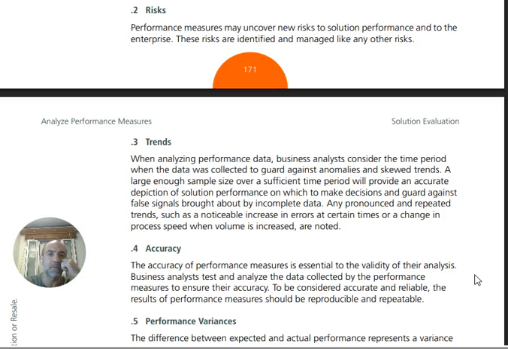Trends. When analyzing performance data, business analysts consider the time period when the data was collected to guard against anomalies and skewed trends. A large enough sample size over a sufficient time period will provide an accurate depiction of solution performance on which to make decisions and guard against false signals brought about by incomplete data. So basically, seasonal.